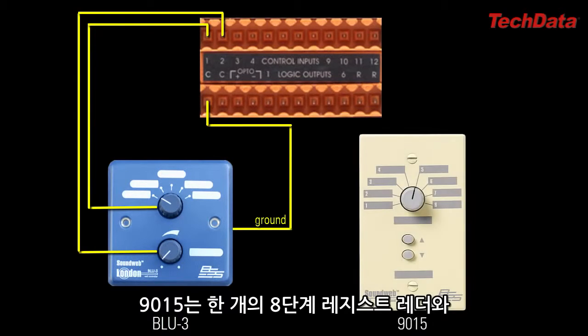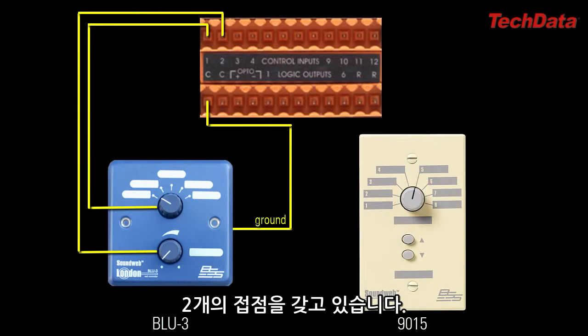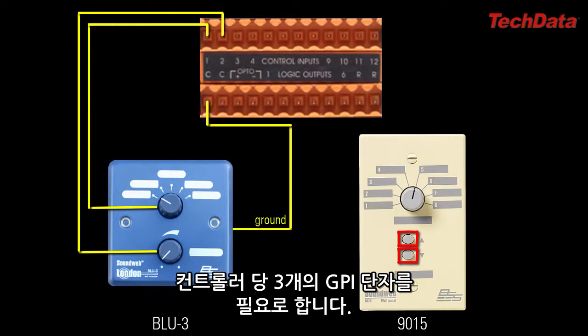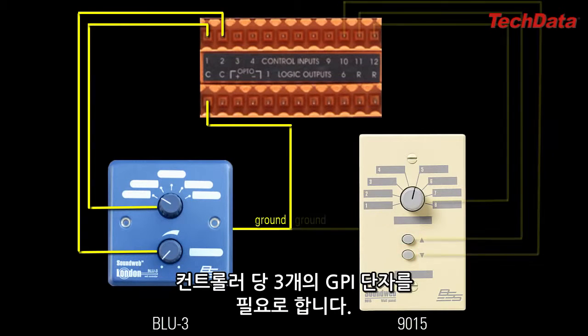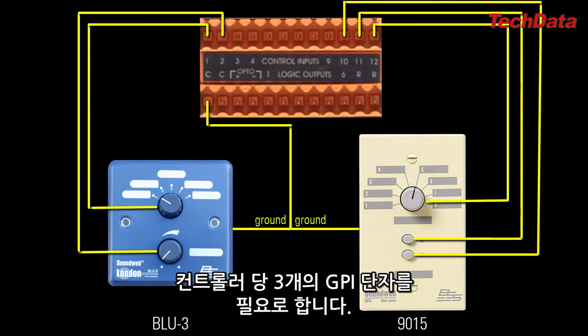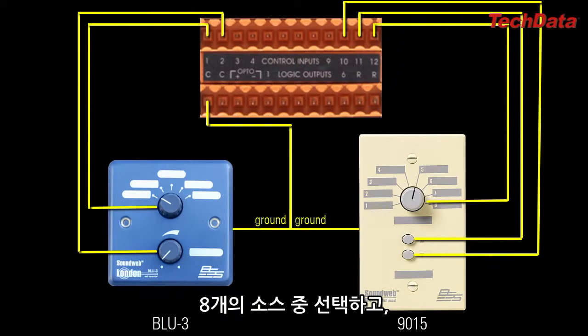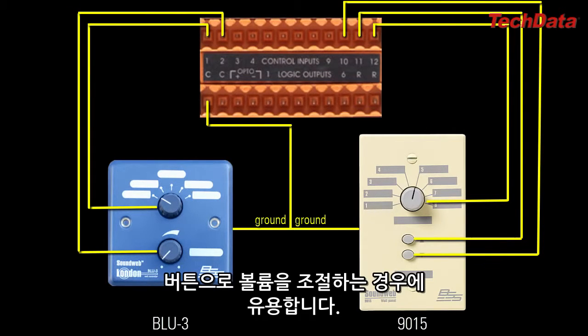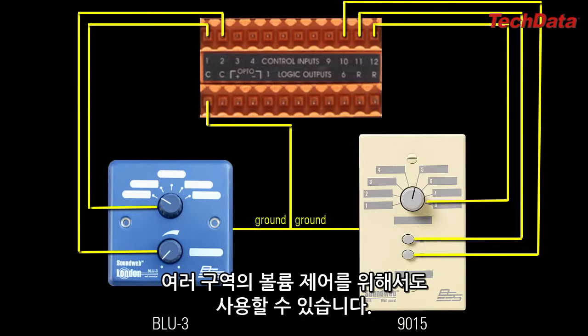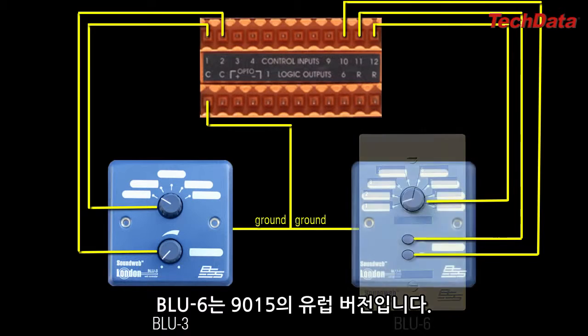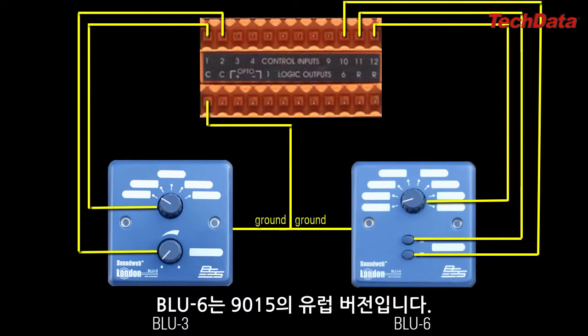The 9015 contains a single 8-position resistor ladder and 2 contact closures. Therefore, it requires 3 GPI ports per controller. This is useful for source selection of up to 8 sources and bump up, bump down volume control. You can even use this as a multi-zone volume controller. The Blue 6 is the EU version of the 9015.